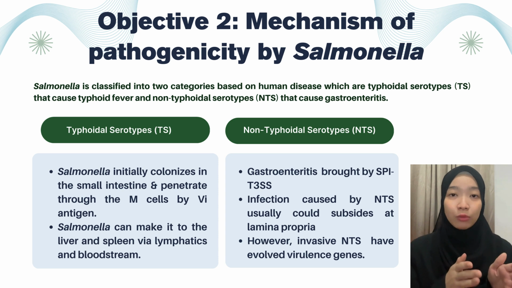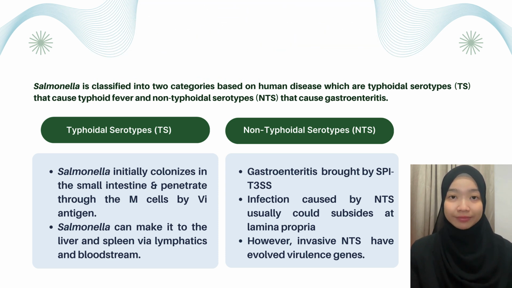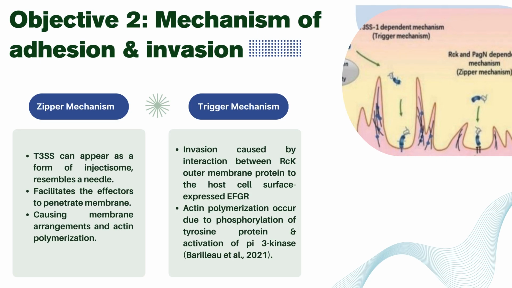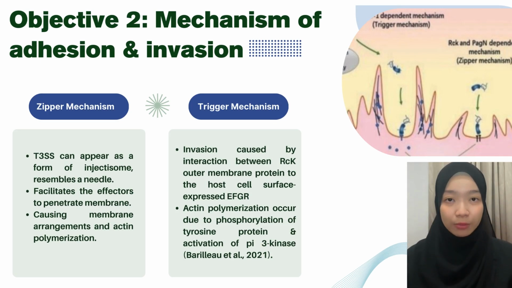For non-typhoidal Salmonella, gastroenteritis is brought about by SPI T3SS. Infection caused by NTS usually subsides at the lamina propria. However, invasive NTS have evolved virulent genes to further infect. Adhesion and invasion are the crucial parts in the pathogenesis of Salmonella.